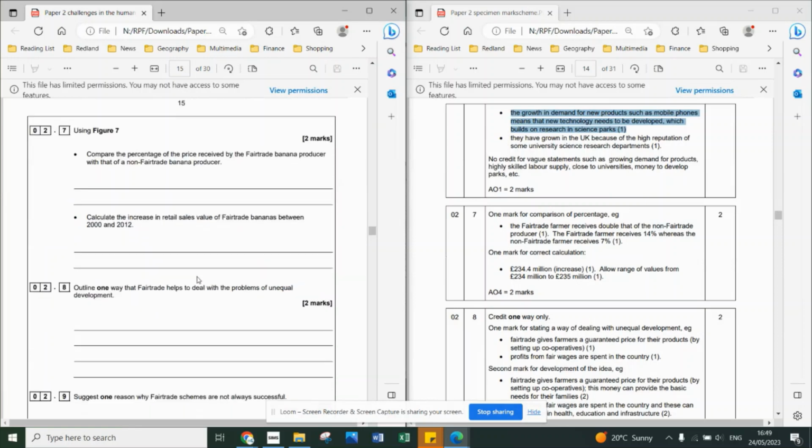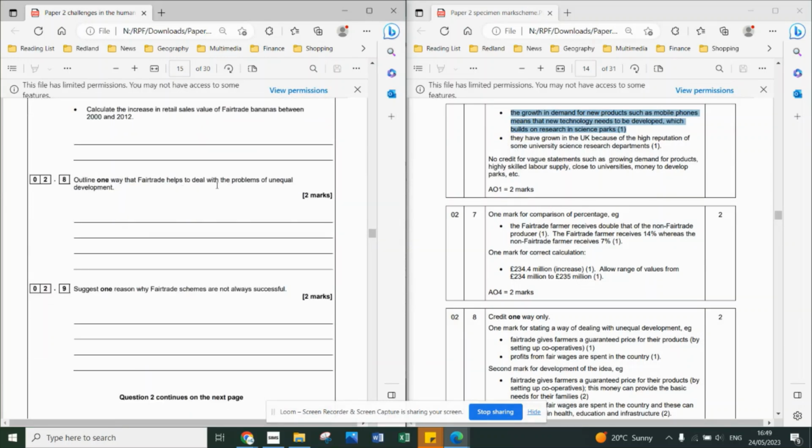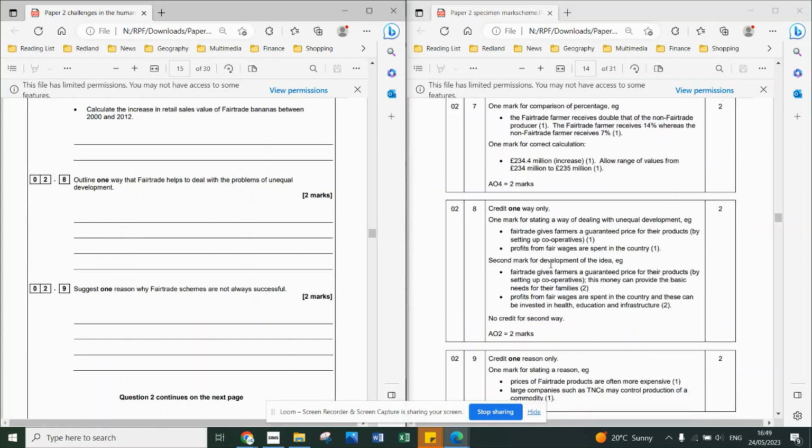And then 2 more questions. Outline one way fair trade helps to deal with unequal development. It guarantees a basic price to a farmer so they can plan accordingly. It also allows them to meet the needs of their families, pay their mortgages, invest in healthcare, infrastructure, etc. But it allows for better profit and guarantees a minimum price.